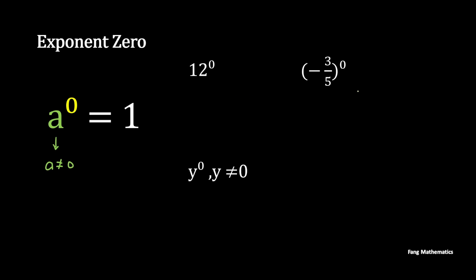So let's refer to the examples we have. 12 to the power of 0 gives you 1, straightforward. And y to the power of 0, and additionally y is not equal to 0. Any non-zero base to the power of 0 should give you 1. Next, we have a negative fraction to the power of 0, 1, straightforward, and 0 to the power of 0, in our context, we say is undefined.